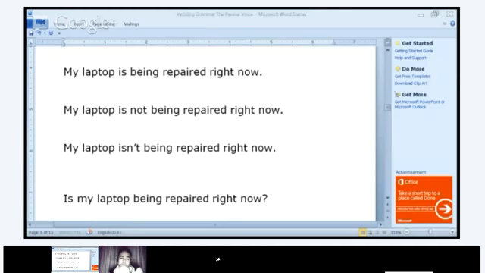My laptop is being repaired right now. My laptop is not being repaired right now. My laptop isn't being repaired right now. Is my laptop being repaired right now? I'm getting lots of practice here. So the idea is my laptop is the new subject. Is being is the verb tense. It's present continuous with the verb to be, and we add the past participle of the main verb, which is repaired. All right. So let's move on.